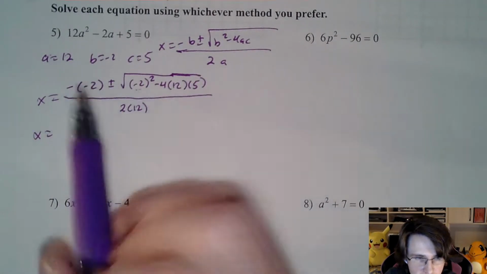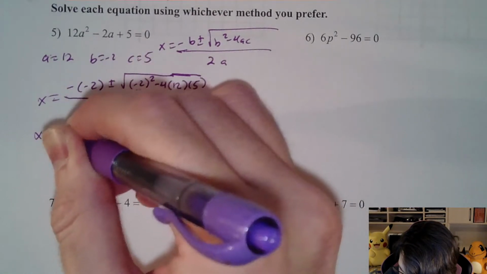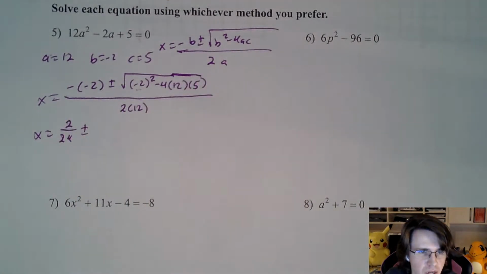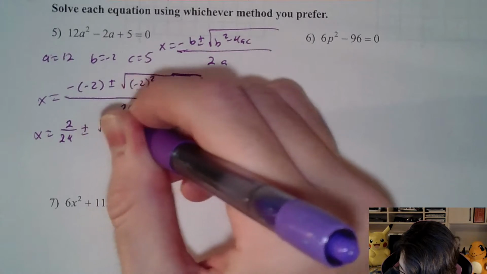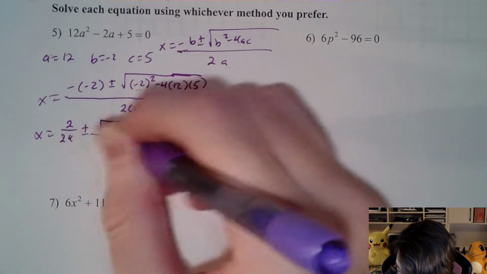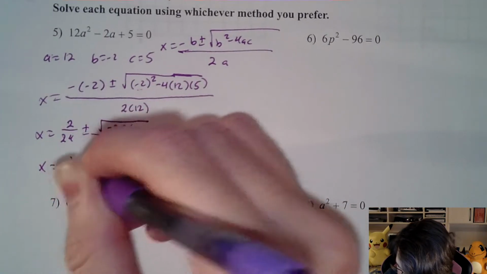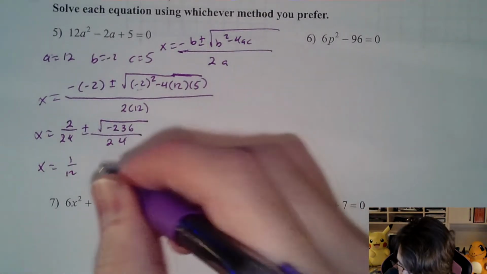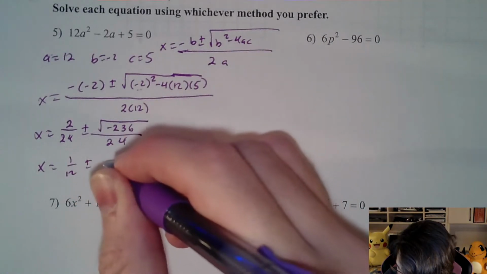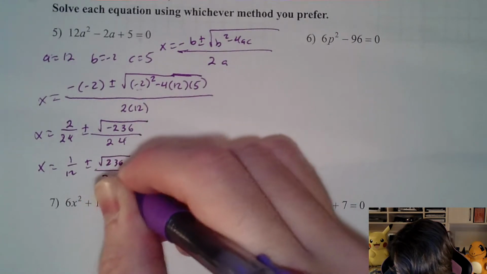So we're going to go ahead and put a 2, negative of negative as a positive, divided by 24, plus or minus. We're going to make it two separate fractions to make our life easier. Plug all that into the calculator, we get -236 if you do it correctly. So that means x is equal to 1 over 12, that's the reducing of 2 over 24, and square root of 236 with an i on the outside divided by 24.